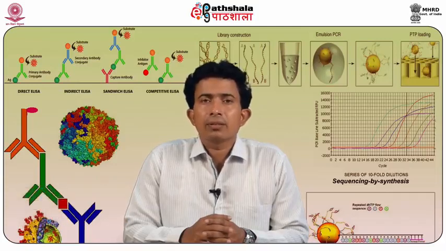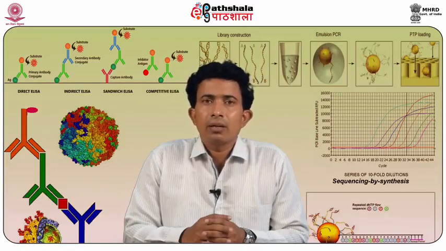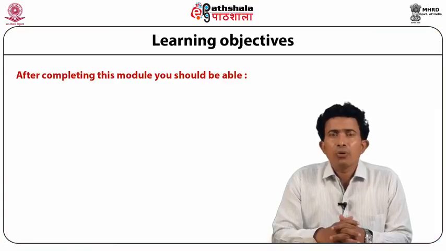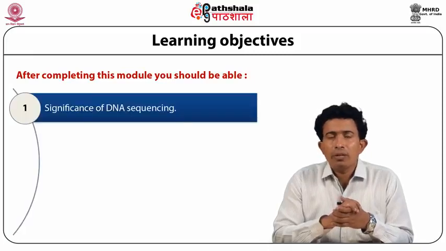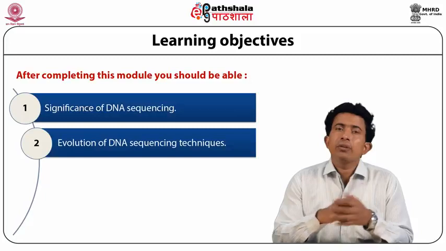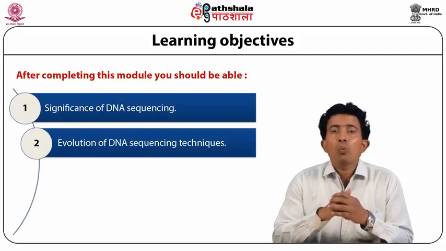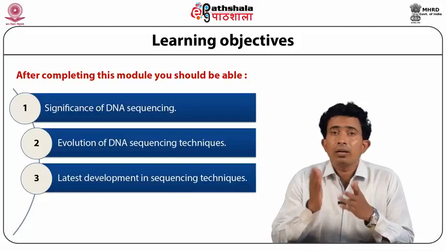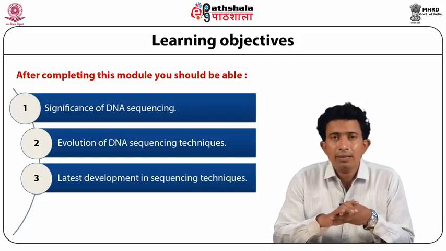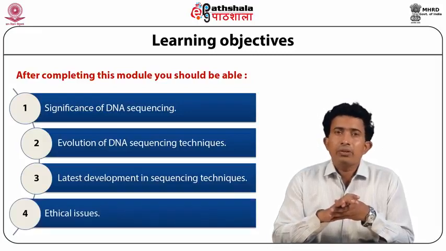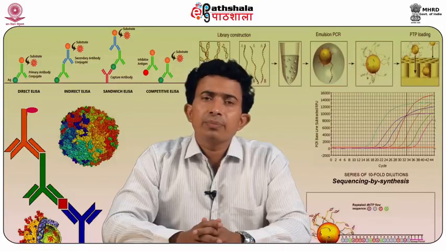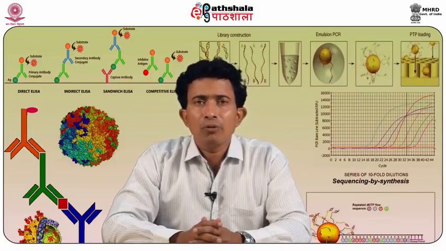Today we will discuss the module DNA sequencing under paper Animal Cell Biotechnology. The objective of this module is to tell you what is the significance of DNA sequencing, how it evolved during the course of time, what are the latest developments in the field of DNA sequencing, and what are the ethical issues involved in DNA sequencing. All organisms on this earth, except the non-living things, possess genetic material.